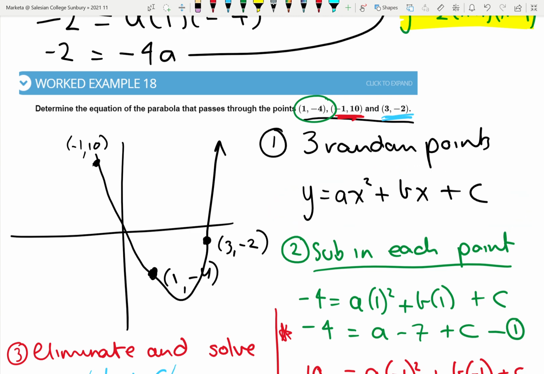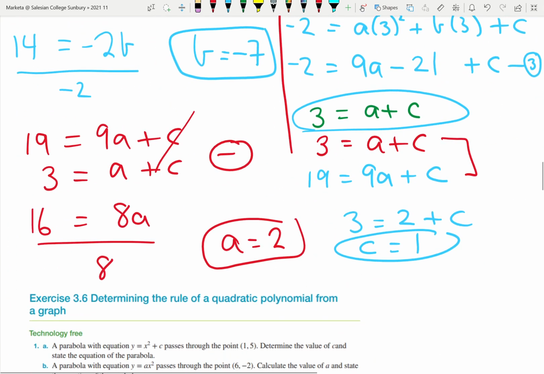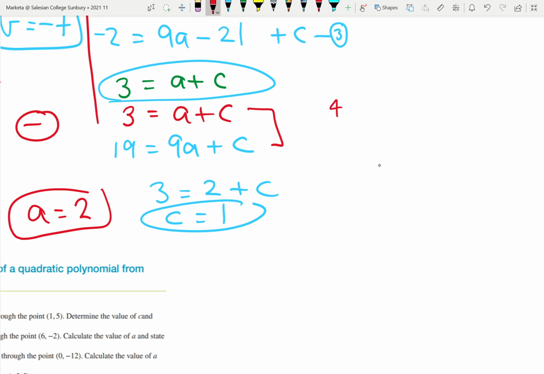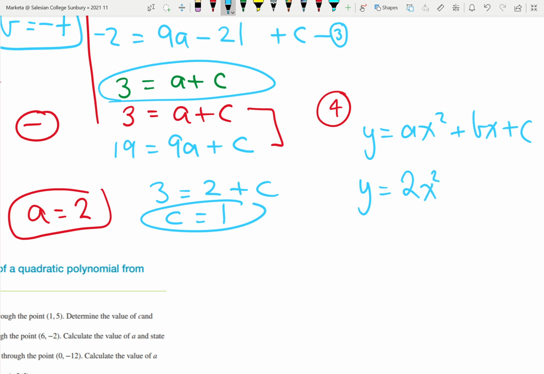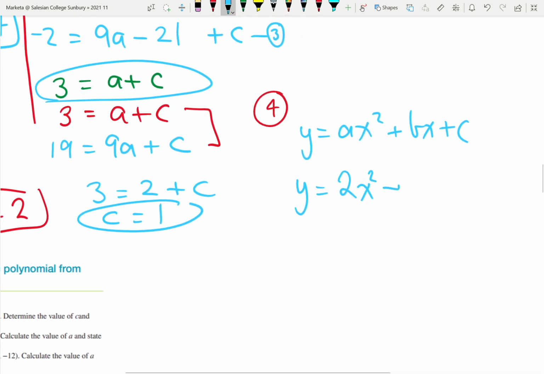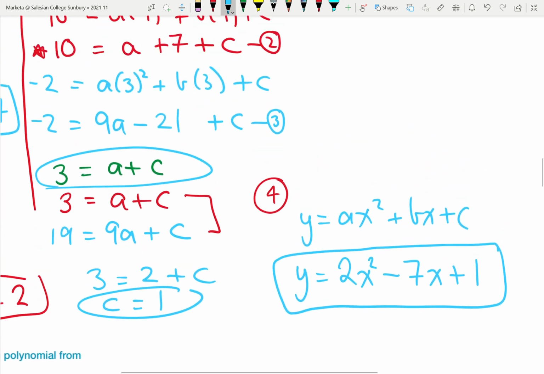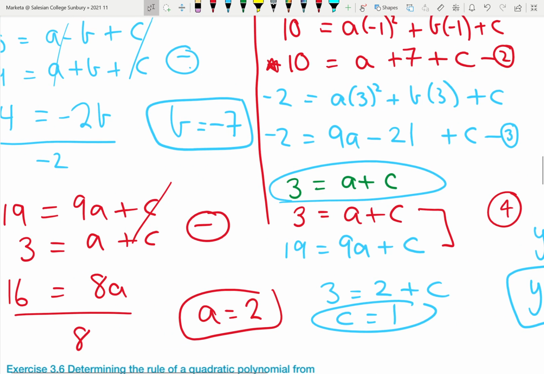But this one is asking us to determine the equation. So our final thing to do, our fourth step, would be to actually answer the question. And we always want to actually answer the question. So it's y equals ax squared plus bx plus c. So that means y equals a is 2, b is -7, and c is 1. So this would be our final answer. So there's an example from each of the 3 types, and that completes the example for exercise 3.6.